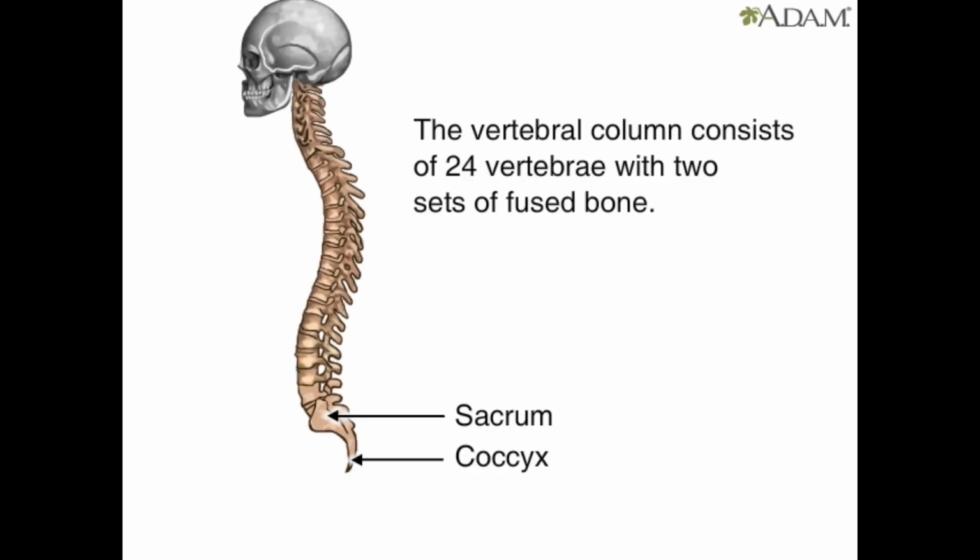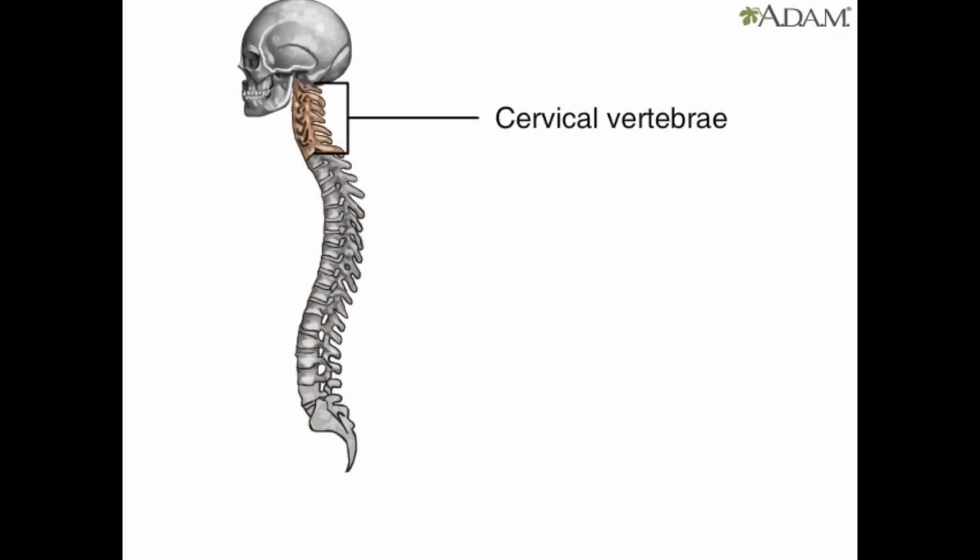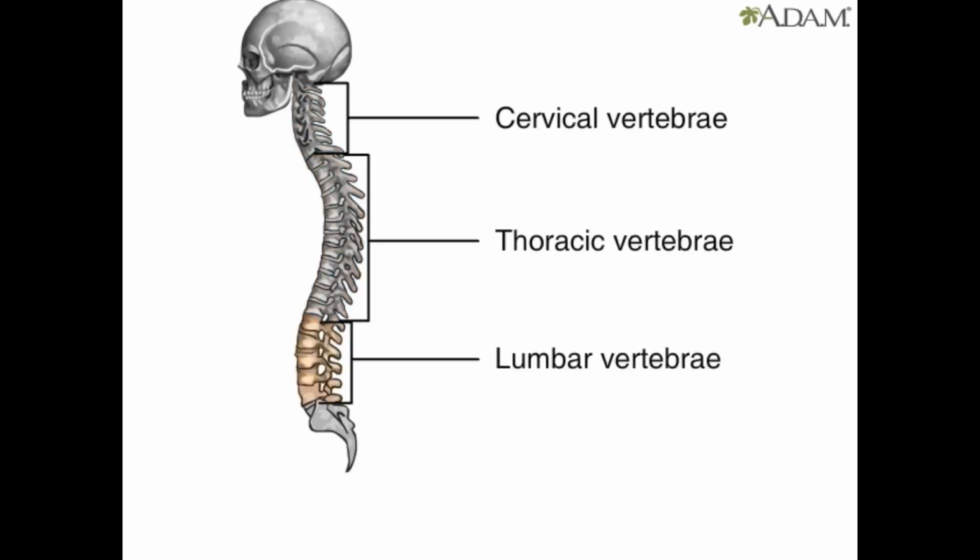The vertebral column is composed of 24 individual vertebrae, along with 2 sets of fused bones called the sacrum and coccyx. In addition to providing support for the trunk of the body, the vertebral column protects the spinal cord. Altogether, there are 7 cervical or neck vertebrae, 12 thoracic or upper back vertebrae, and 5 lumbar or lower back vertebrae. The sacrum is composed of 5 fused bones, while the coccyx, or tailbone, is typically made up of 3 to 5 bones.